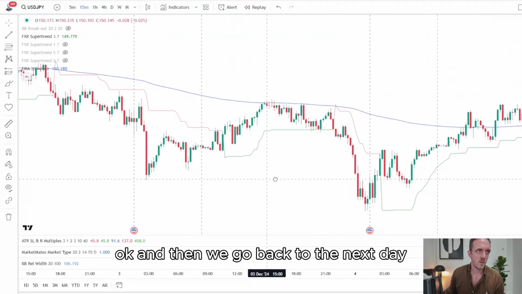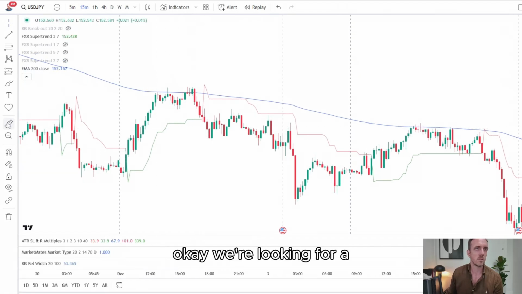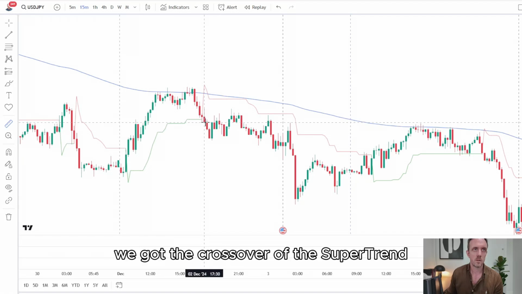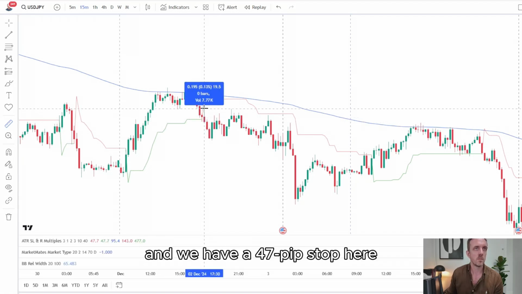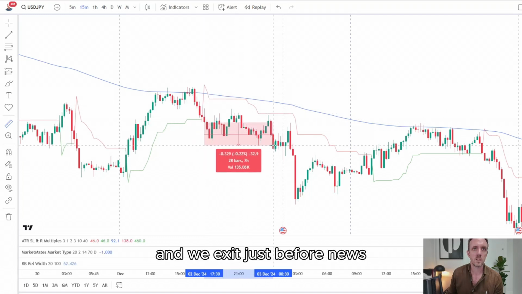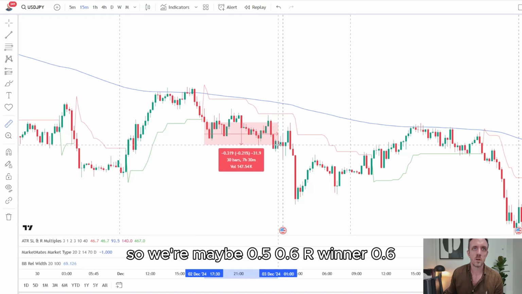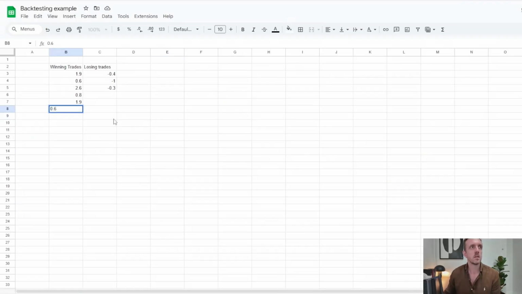Okay, and then we go back to the next day. Okay, we're looking for another breakout. We've got the crossover of the super trend. And we have a 47 pip stop here. And we exit just before news. So we're maybe 0.5, 0.6R winner. 0.6.